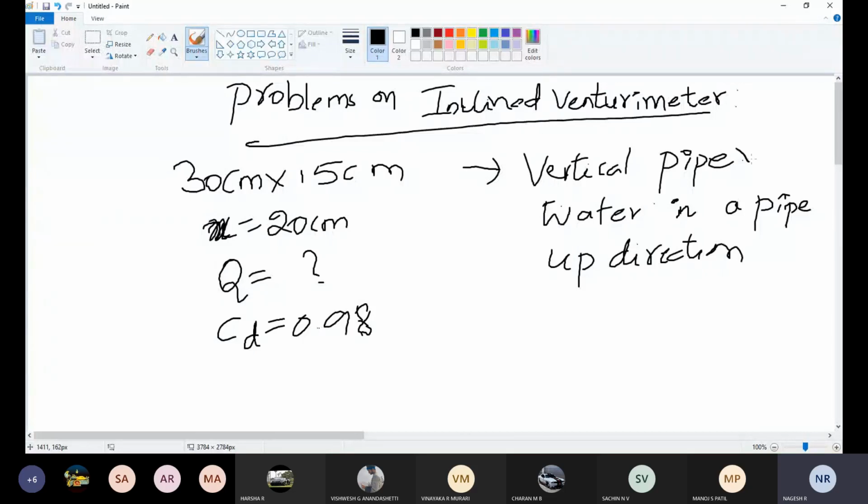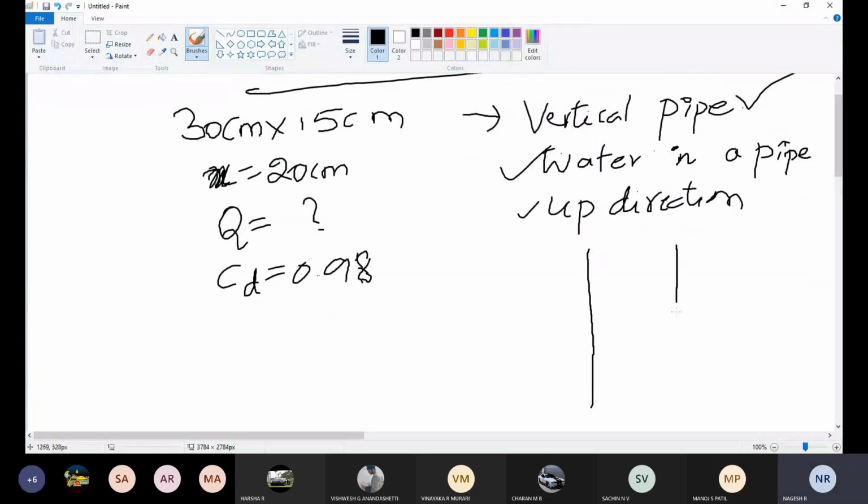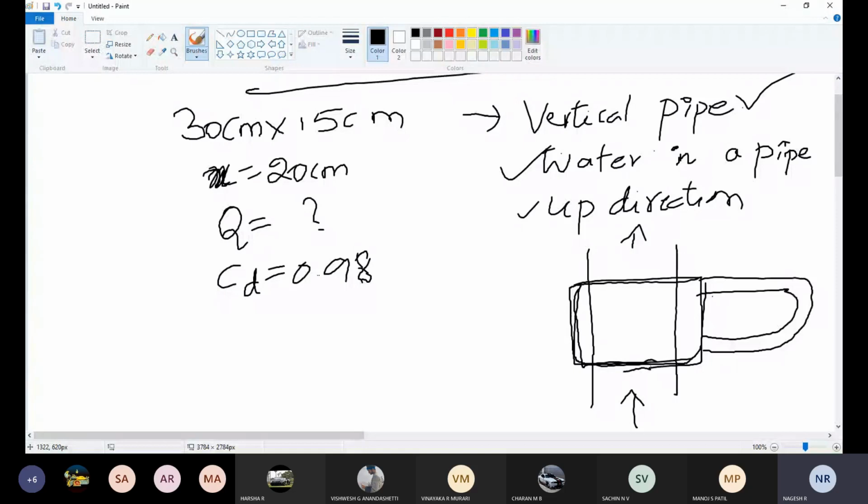The first thing, the water is in a vertical pipe, and second, water is flowing through the pipe in the upward direction. That means I can draw it like this: the pipe is there, this is the direction of flow, and here the venturimeter has been installed in the vertical direction. And the manometer contains mercury, and the water is flowing through this pipe.